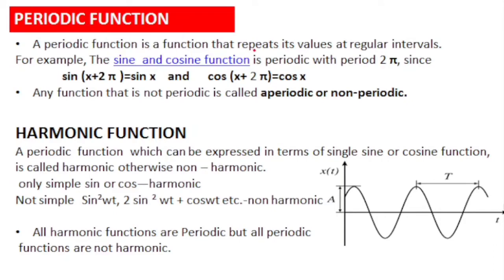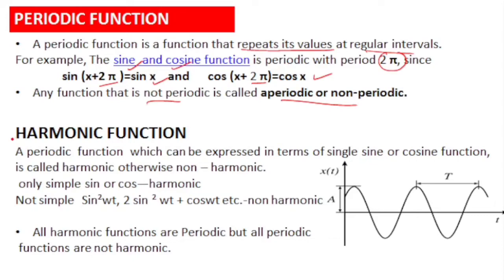A function that repeats its values at regular intervals of time. For example, trigonometric functions, the sine and cosine functions, all repeat their values after a 2 pi interval. It means this function is a periodic function. For example, sin x: after a 2 pi interval, sin(x + 2 pi) again becomes sin x. Cos(x + 2 pi) again becomes cos x. So these are periodic functions, and any function that is not periodic is called an aperiodic or non-periodic function.